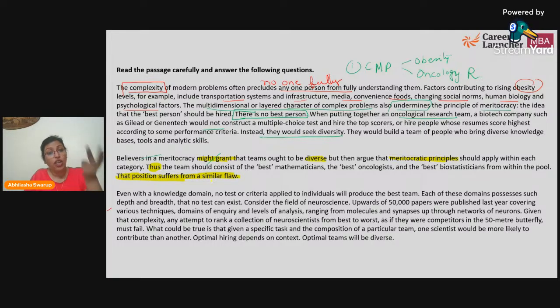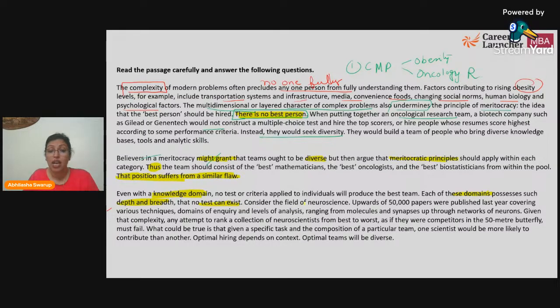Okay, so we are talking now of meritocracy. That meritocracy is not really easy. In modern problems, you cannot just believe in merit and just do it with that, right? So that's what our passage is saying. Even with a knowledge domain, no test or criteria applied to individuals will produce the best team. So even when you have a knowledge domain, if you want to apply one test and create a best team, you cannot, because everybody has different skills. Each of these domains possesses such depth and breadth that no test can exist. So one test cannot happen.